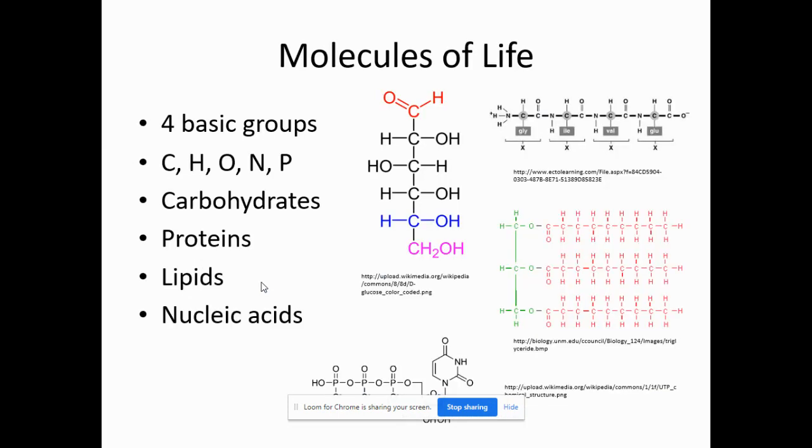So again, there are 4 basic groups of organic molecules. You have carbohydrates, proteins, lipids, and nucleic acids. Here you have a carbohydrate, a protein, a lipid, and a nucleic acid. Those 4 main groups you need to know. We're going to go over each group and the characteristics of each group.